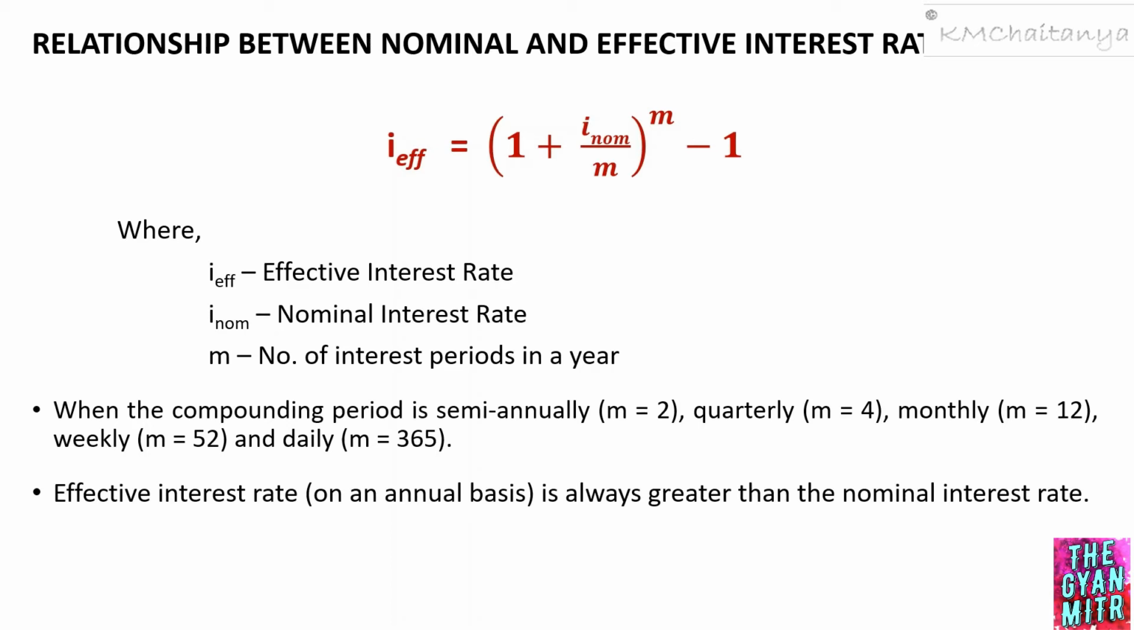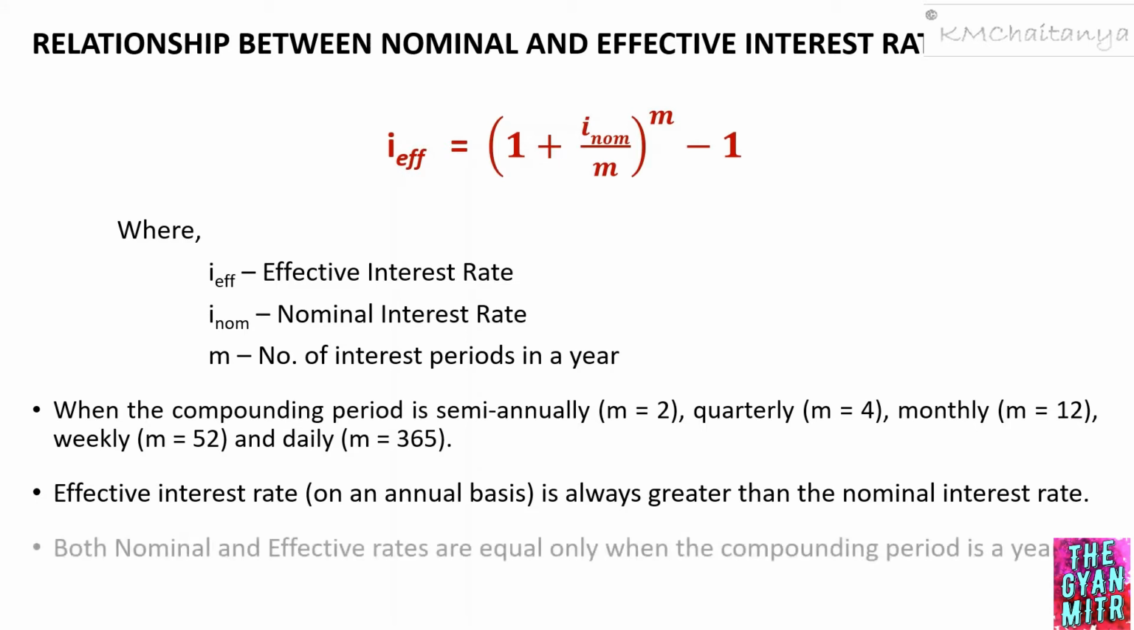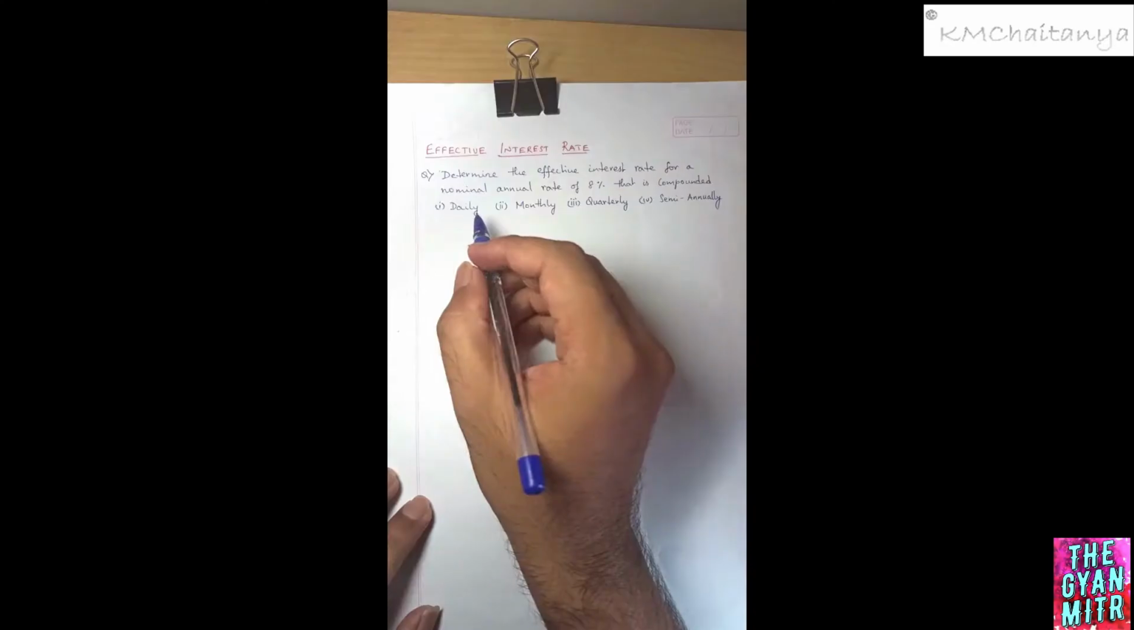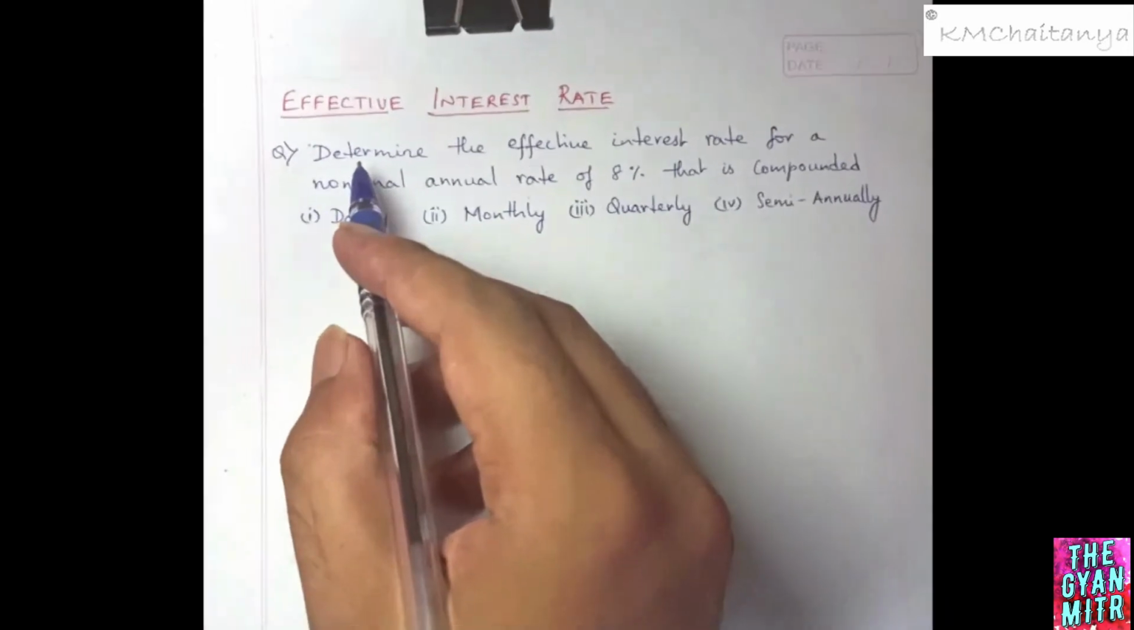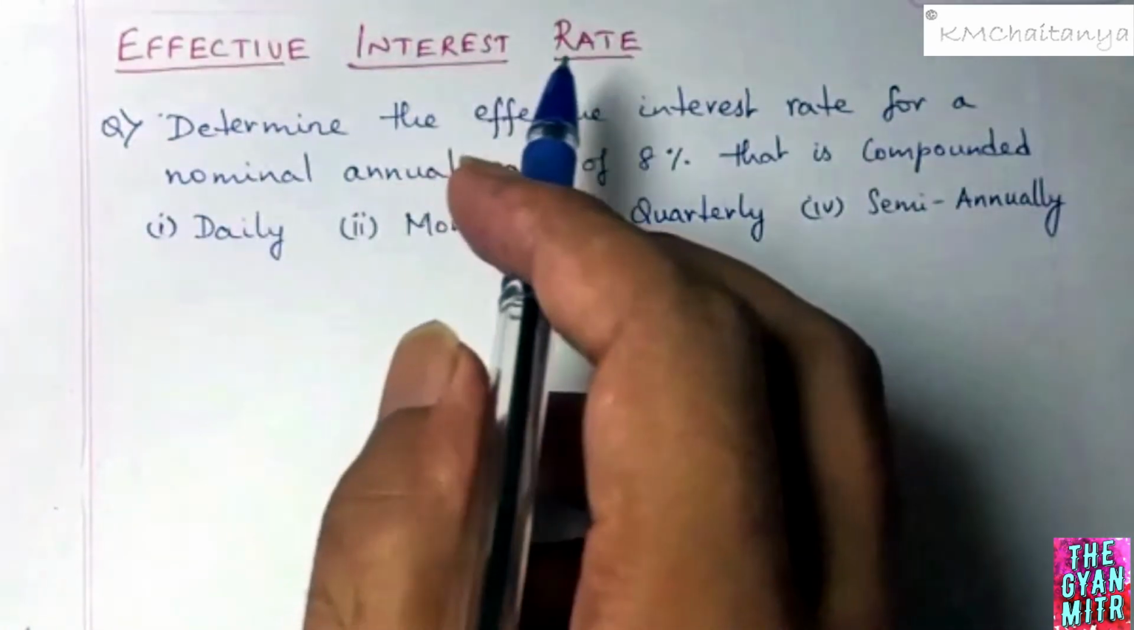The effective interest rate on an annual basis is always greater than the nominal interest rate. Both effective and nominal interest rates are equal only when the compounding period is a year. Now we'll solve an example on effective interest rate.